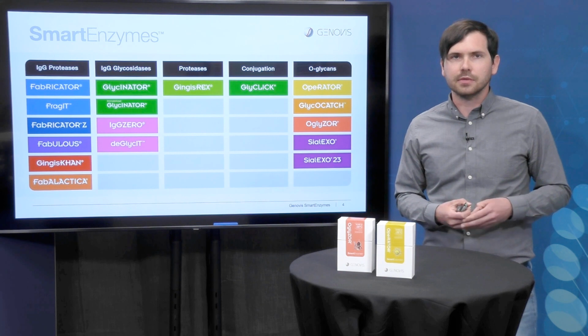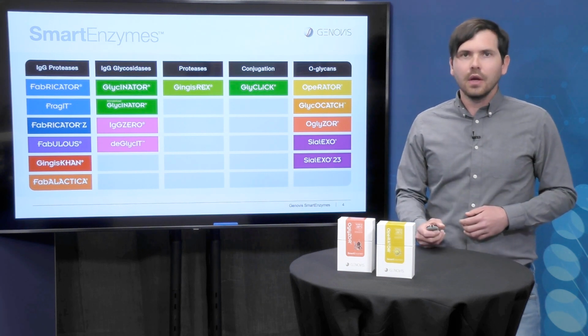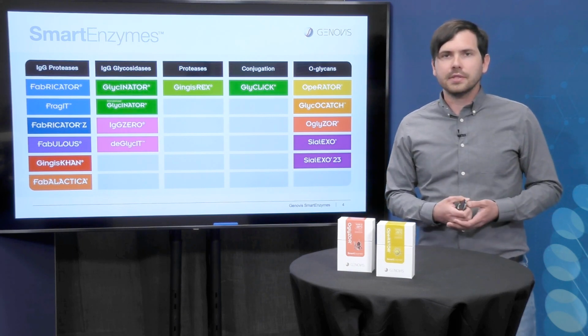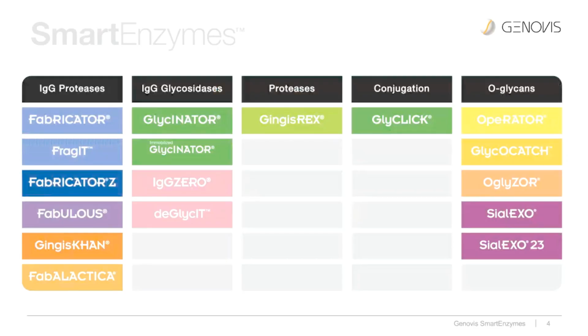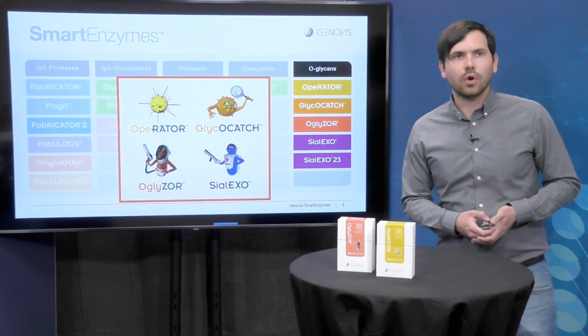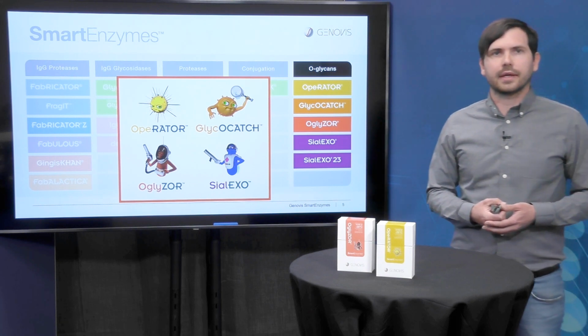What are smart enzymes? There's quite a few of them by now. We sell, for example, IgG proteases. You might have heard of Fabricator, and if you haven't, I recommend you watch the last installment of Digested News Live, where my colleague Jonathan Sjögren explained how to use this enzyme and the kind of applications where this is used. We also have IgG glycosidases, general arginine-specific protease, conjugation technology for antibodies, and the topic of today's talk, enzymes to analyze O-glycans.